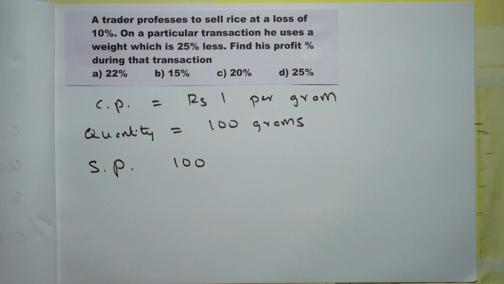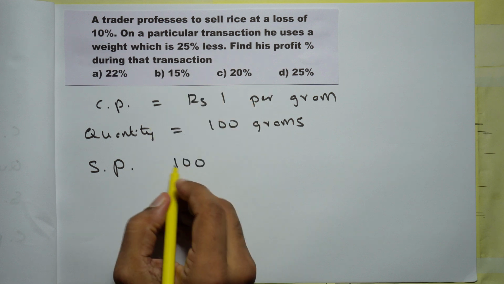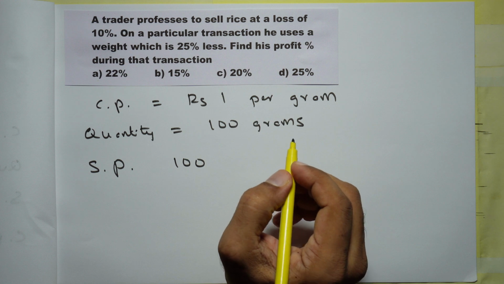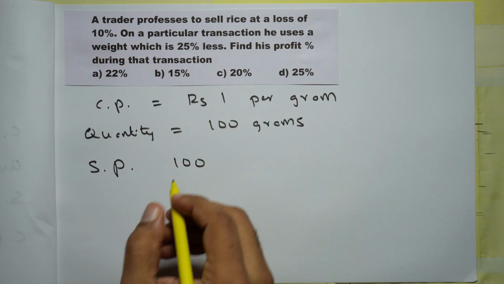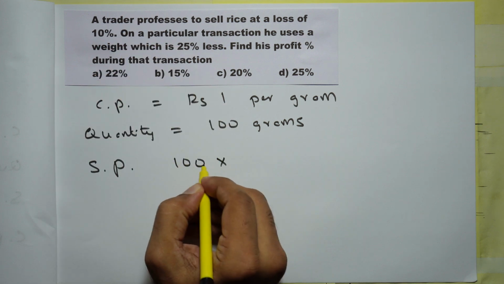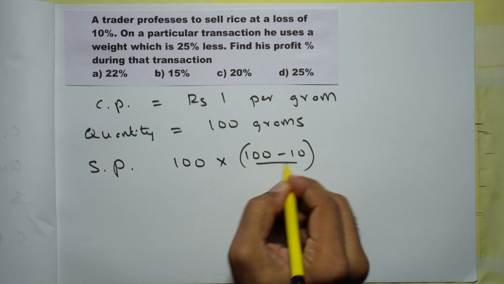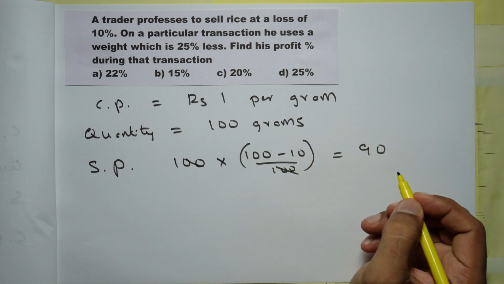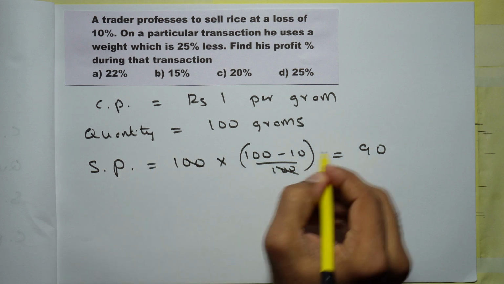However, he says that he is selling it at a loss of 10%. If he sells it at rupees 100, then there will not be any profit, no loss. But he is saying that there will be a loss of 10%. So to incur a loss of 10%, you have to reduce this value by 10%. That is (100 minus 10) by 100. 100 and 100 cancels out. So what you will be getting is 90. So his actual selling price will be rupees 90.